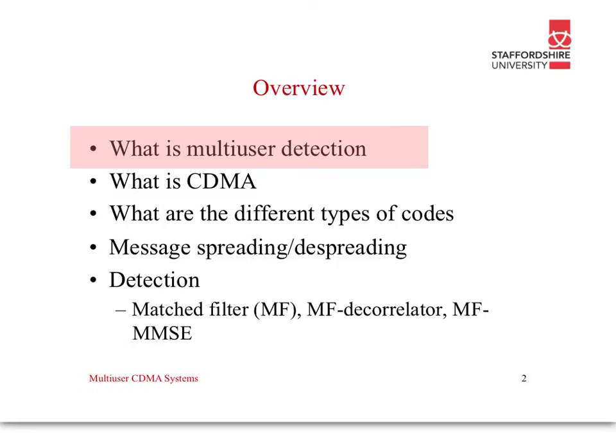So, an overview of what I'm going to talk about. What is multi-user detection and CDMA? What are the different types of codes that we can use in code division multiple access? How we spread and despread the message, an example will be given. And then at the receiver, once we receive all our information, how we can recover that information using different types of detectors such as matched filter, decorrelator, and matched filter minimum mean squared error.